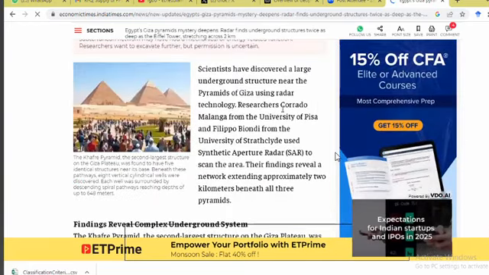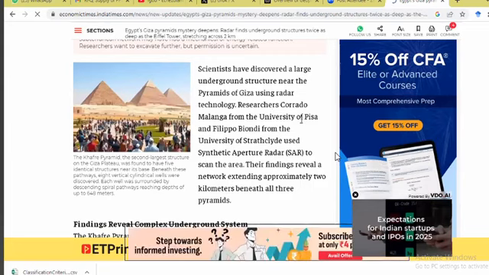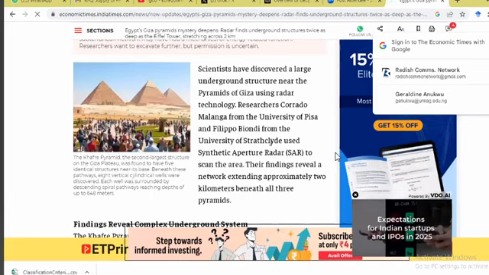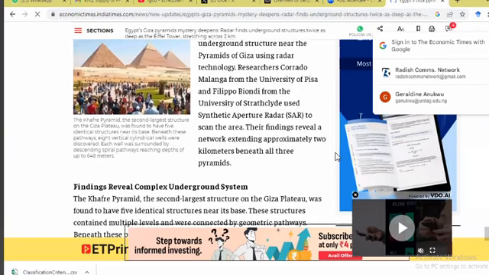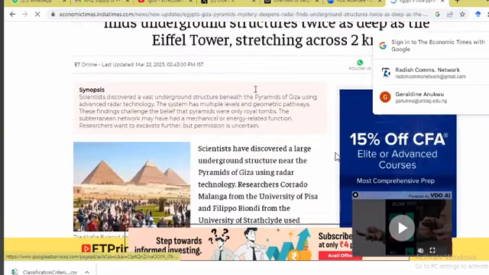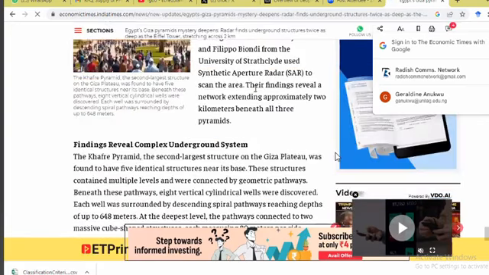So here you would notice that the researchers, Corrado Malanga from the University of Pisa and Filippo Biondi from the University of Strathclyde, used synthetic aperture radar. When they initially announced their findings and just said they used radar, a lot of people limited it to ground penetrating radar. And when they saw the 2 kilometer depth at which they propagated, they were like, is that possible? It's not possible for GPR to go up to 2 kilometers based on existing theory and what we know about GPR.